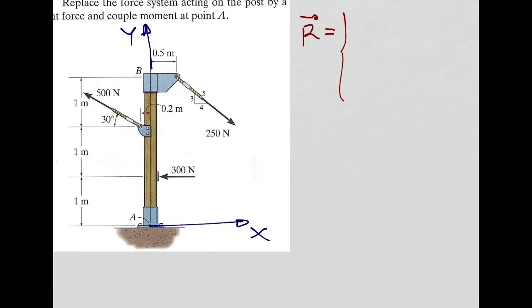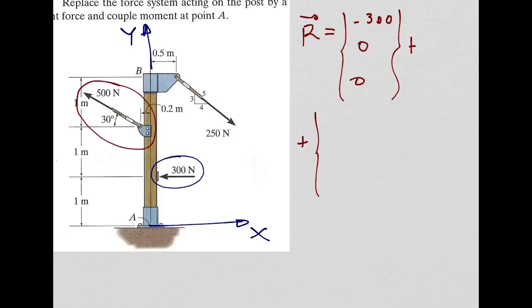So this 300 newtons here only has a component in the horizontal direction, so I can say this is equal to minus 300, 0, 0. This force vector is this one, plus. I'm going to continue here below. Now let's do, for example, this 500 newtons. You tell me how much is the horizontal component of this one? Minus 500 cos 30, is it? The vertical component in the y direction? 500 sine 30. Z component is 0, right?